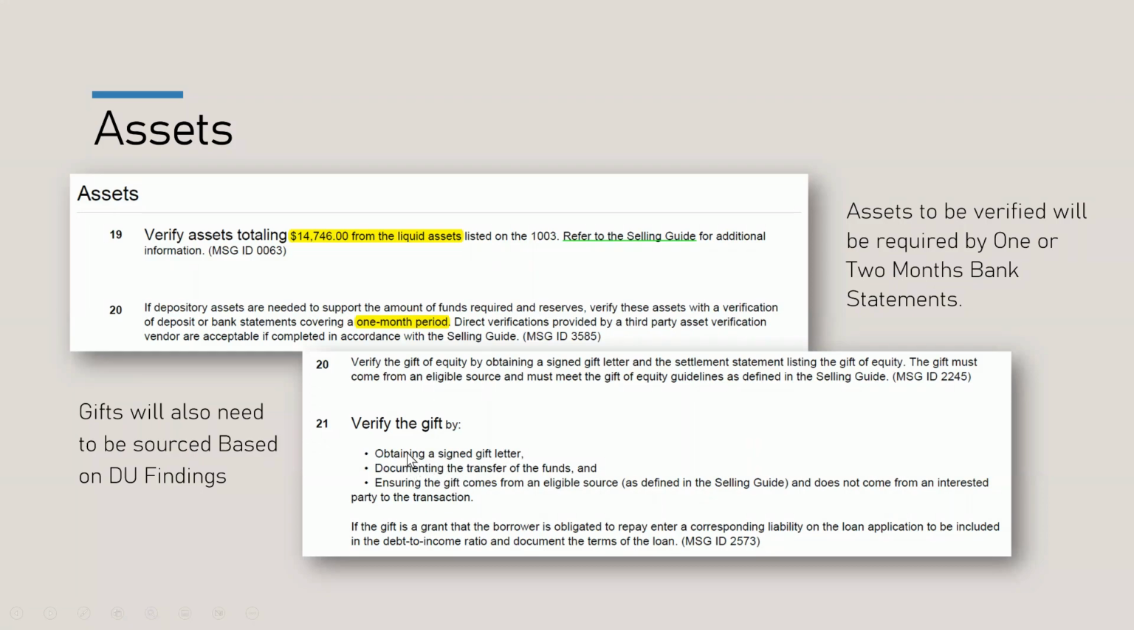So here, what does it say? Obtain a signed gift letter and document the transfer of funds and ensure the gift comes from the eligible source. So what does your gift letter have? Your gift letter is going to have a section where it states who the money's coming from, the name of the person, the bank account, whether it's Bank of America, Chase, Wells Fargo, and the bank account number. So again, depends on your underwriter. You just want to try to get as detailed as possible.